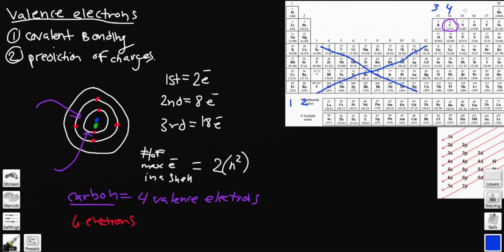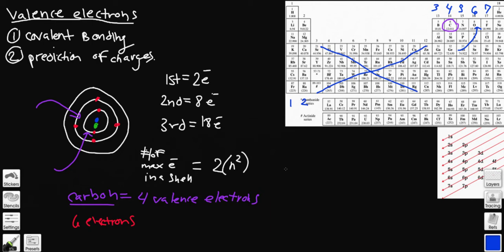Everything in group 15 is going to have 5. Everything in group 16 is going to have 6. Everything in group 17 is going to have 7. Okay? So, for example, if I asked you how many valence electrons oxygen has, oxygen is going to have 6 valence electrons because it's in group 16.